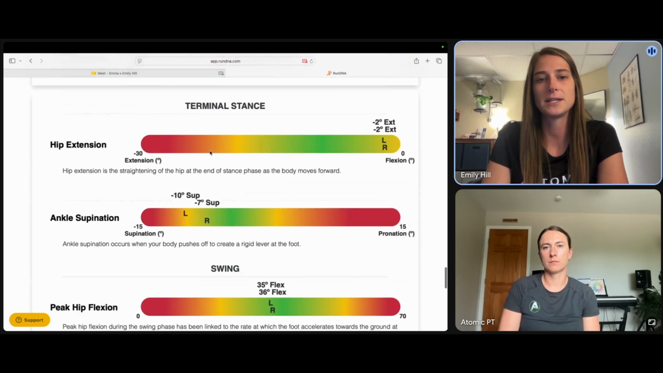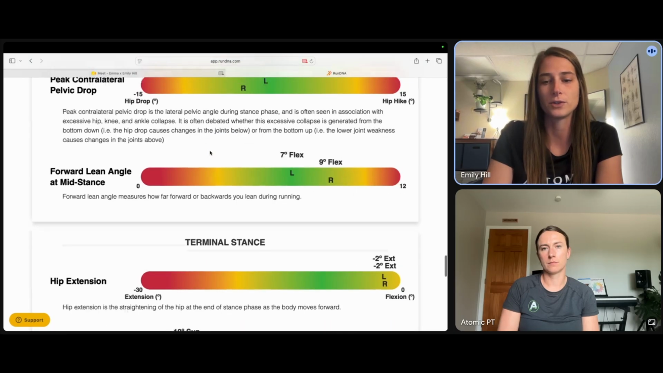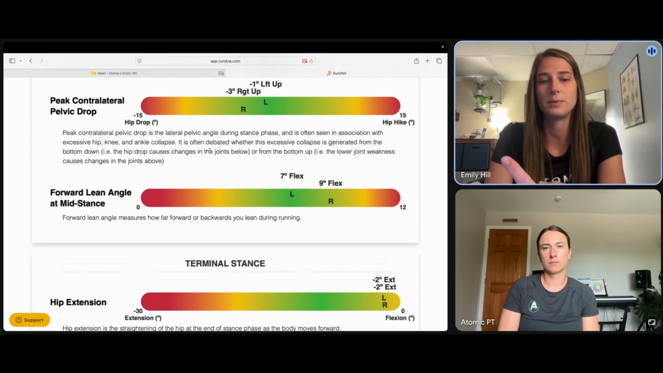And then with the collapsing, we definitely keep working on glute strength. We're going to be working on glute max, glute med.